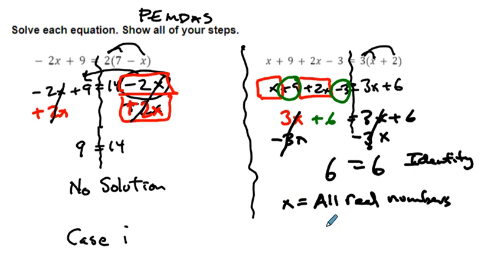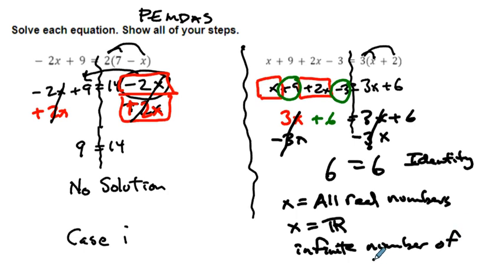Say x equals all real numbers. You could say x equals like that. You could also say infinite number of solutions, because if x is all real numbers, the number of real numbers there is infinite, right? So these all kind of mean the same thing. They'll all signify to whoever is looking at this that you understand that everything works for this. So those are your 2 cases.